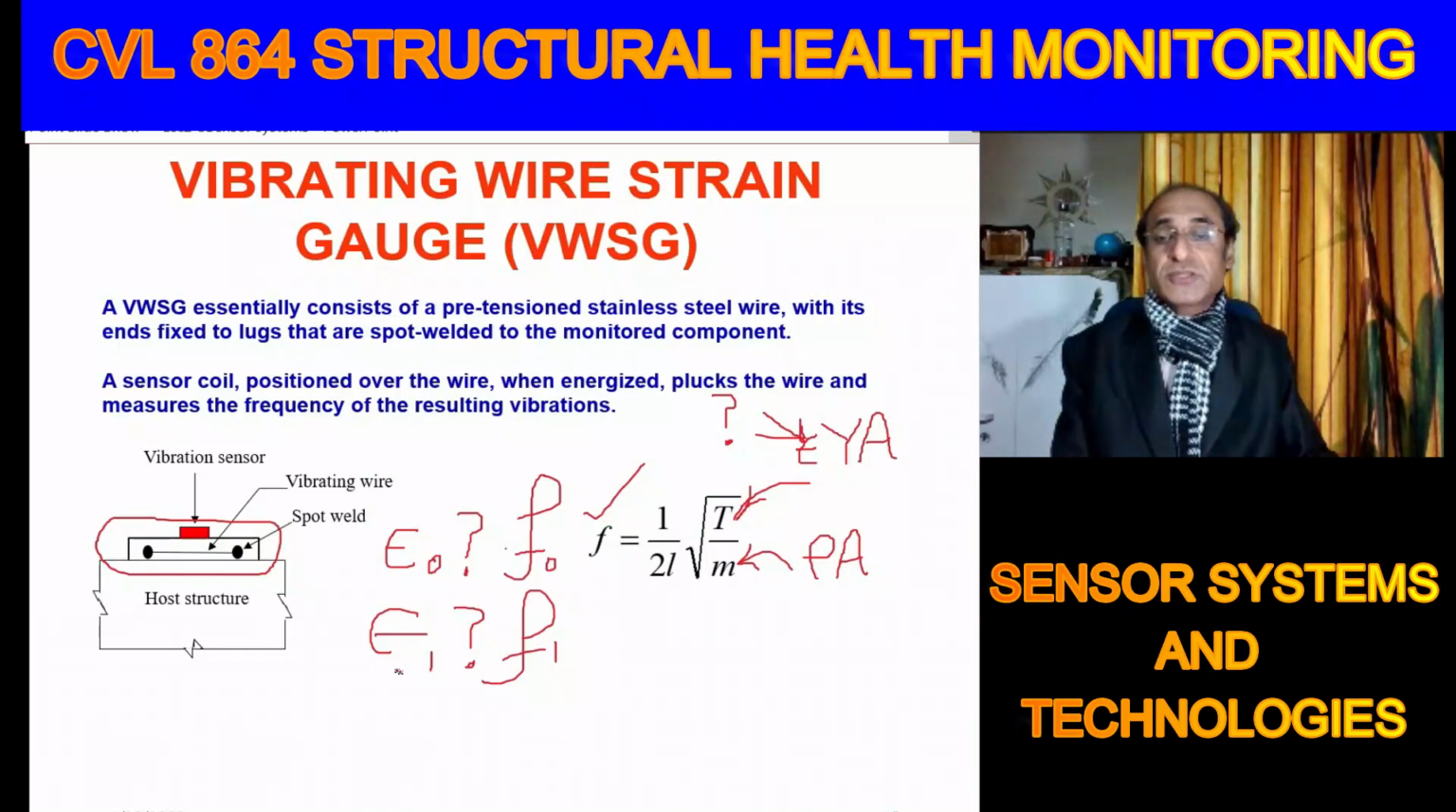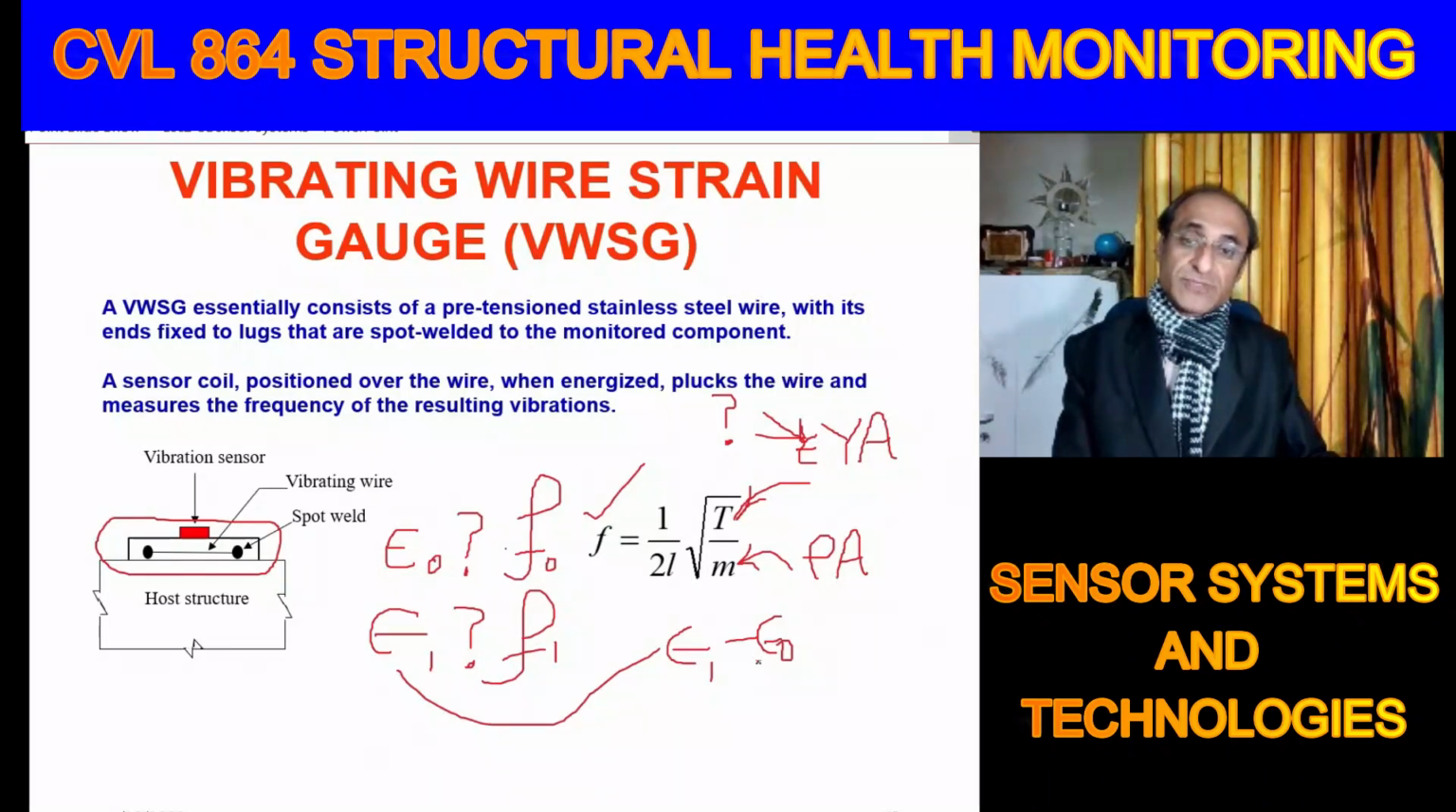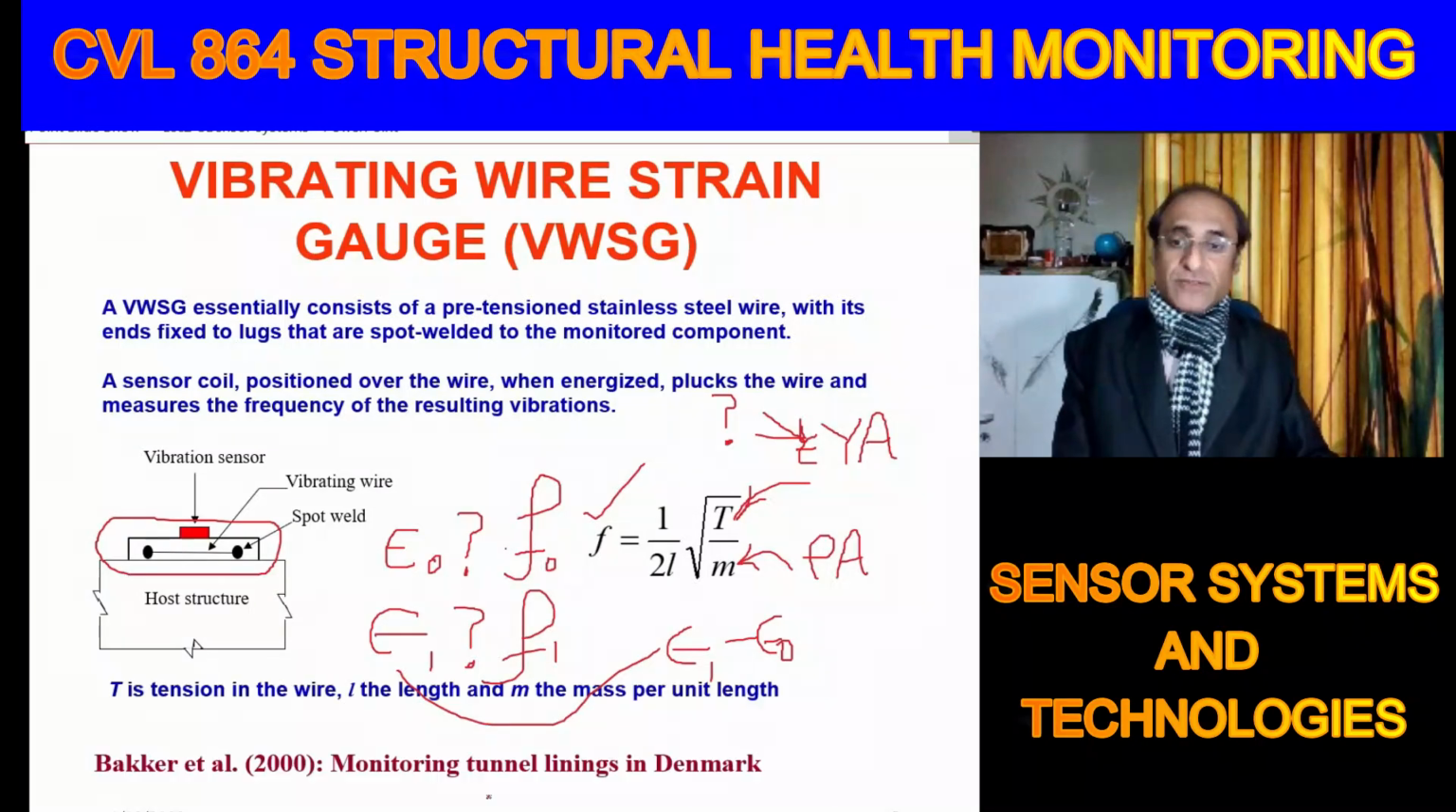So how much is the strain undergone by the component? The component will undergo the strain given by the difference of the two, right? So that's the principle we use for measuring the strain. It's very important that when the component is unloaded, that is the time you must determine the natural frequency of vibration. So that's a very simple principle, and it has been extensively used for long-term monitoring.